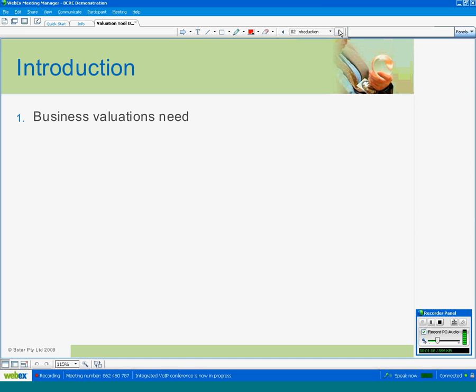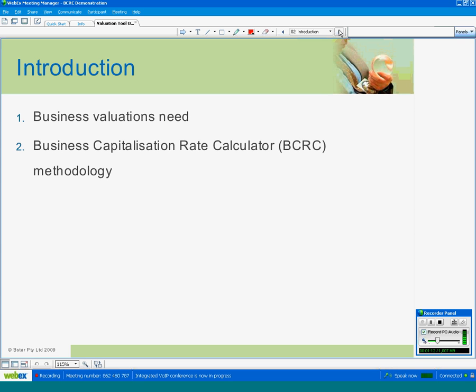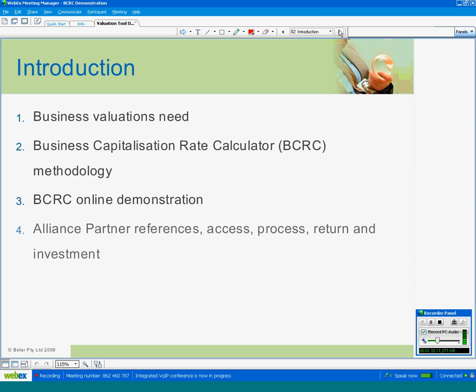I thought I'd start the demonstration by spending a few minutes on the growing need for business valuations, the different approaches when valuing a business, and the calculator's methodology. Then we'll go online and have a look at the calculator, the inputs required to determine the profit multiple, the capitalization statement generated, and the calculator's unique features, including the risk and value driver assessment and sensitivity analysis.